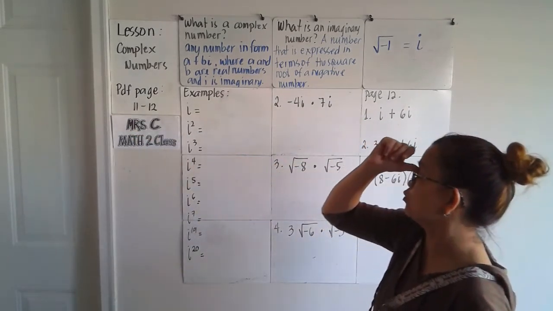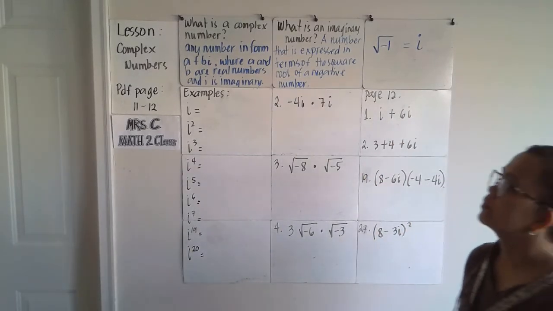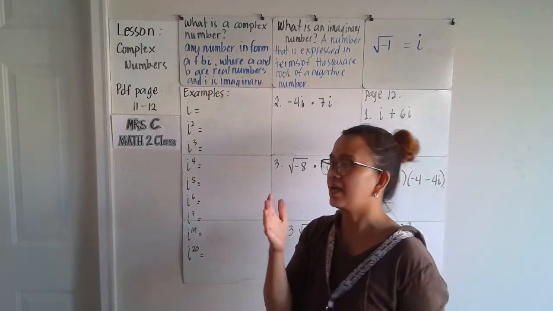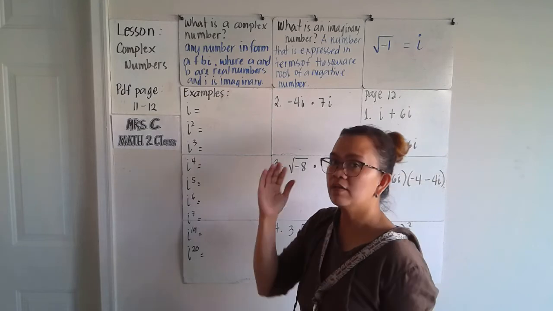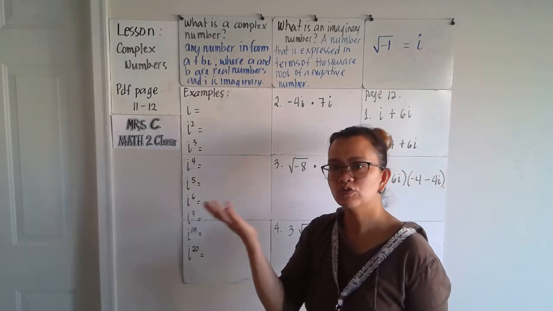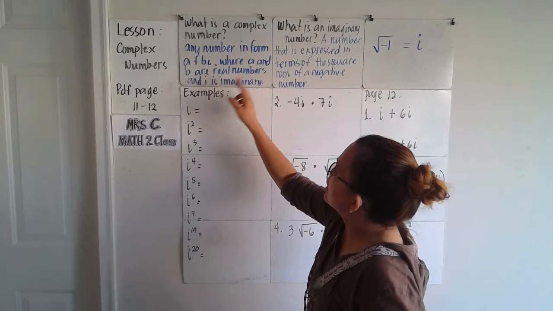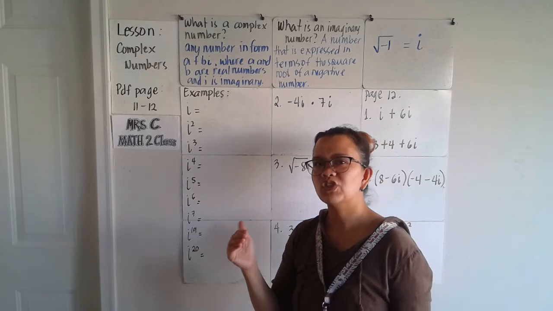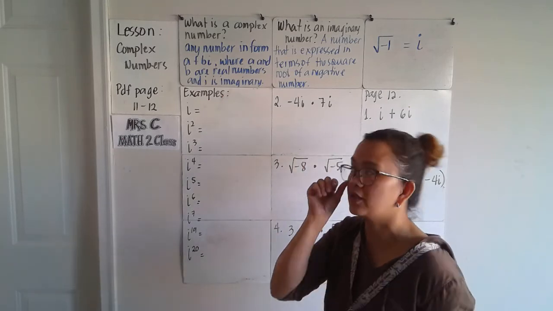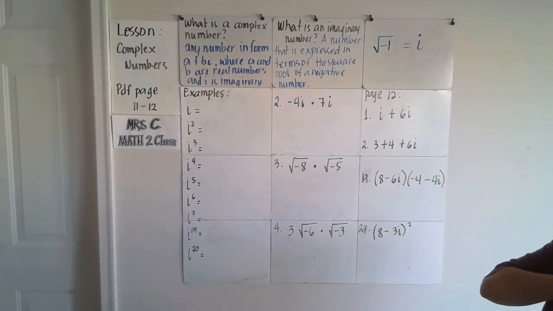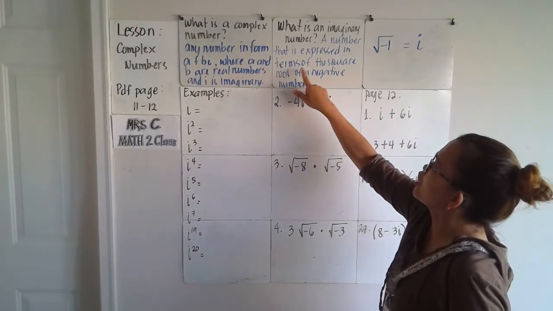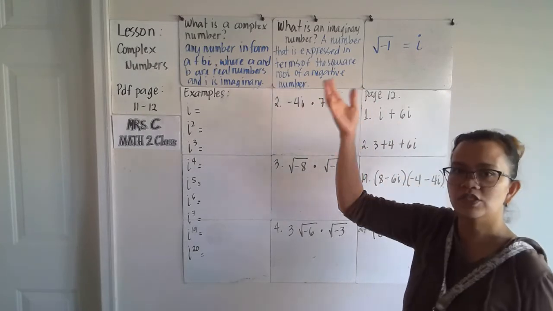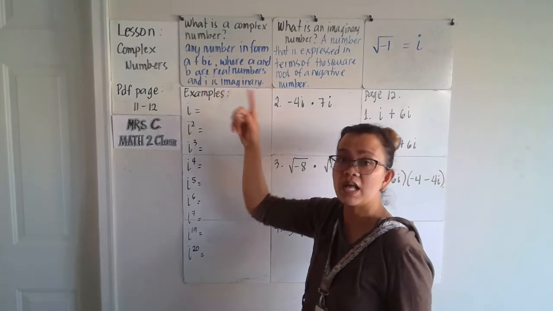All right, to start with, what is a complex number? A complex number is any number in the form a plus bi, where a and b are real numbers, like a regular number from 1 to 10, or any number, and i is imaginary. Now, what is an imaginary number? A number that is expressed in terms of the square root of a negative number. As I said, there's a value for imaginary i.